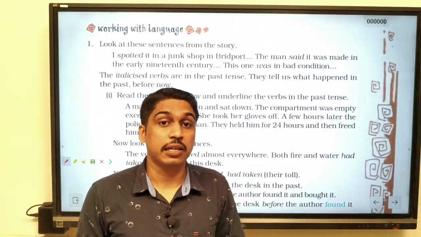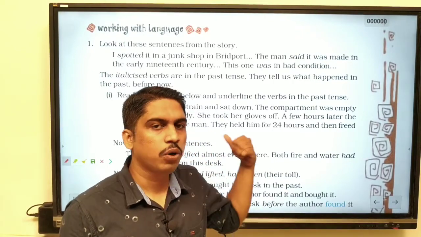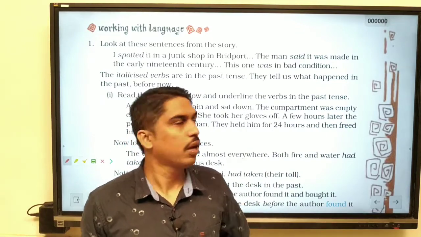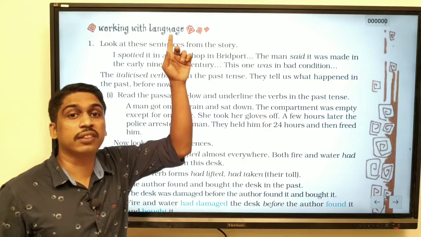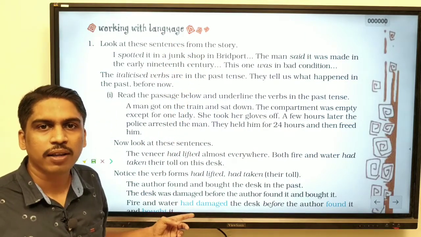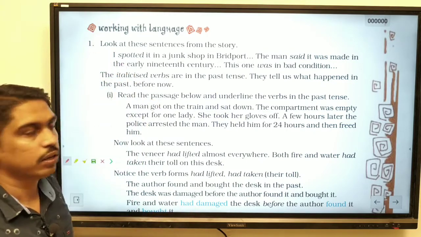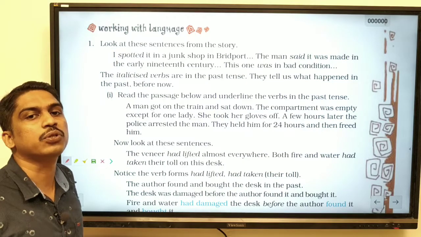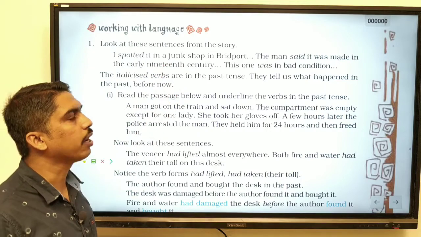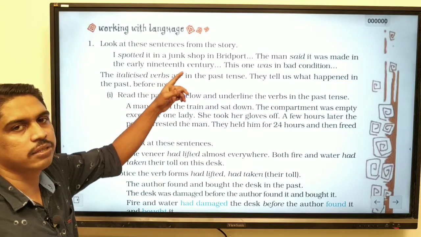Okay, we studied the two topics, simple past and past perfect. Now you take page number 17 of your textbook and you can see there, working with the language. So this activity is based on the topics we studied today. First one, look at these sentences from the story. I spotted it in a junk shop in Bridport. The man said it was made in the early 19th century.